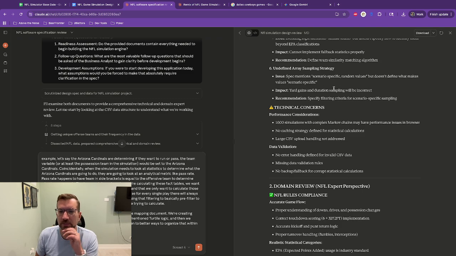Undefined array sampling. Yeah, so the goal behind the array sampling is that for scenario-specific situations or based on a game dynamic, we want to be able to randomly sample those variables. So a good example might be Kansas City is first down, mid to go, so let's say it's 6 yards, and we first decide if they want to run or pass.